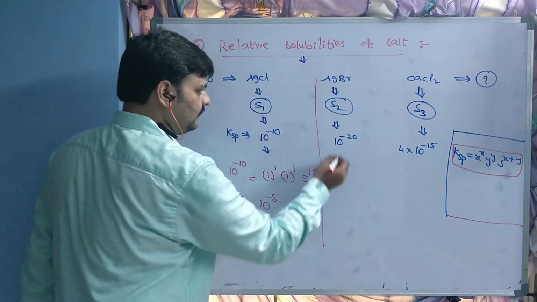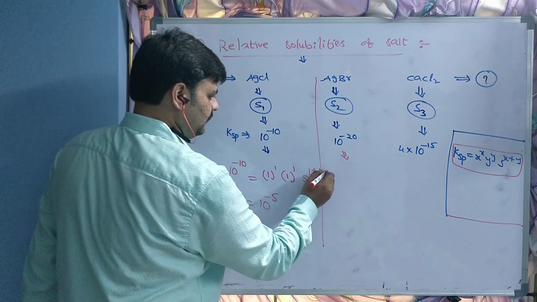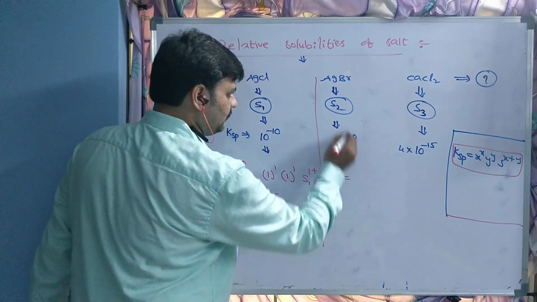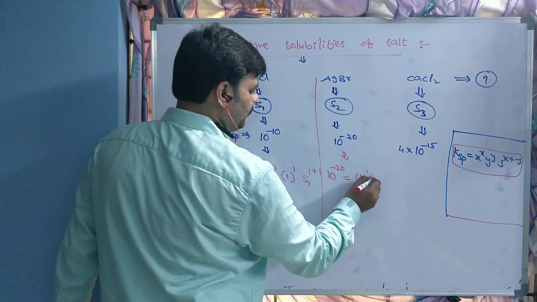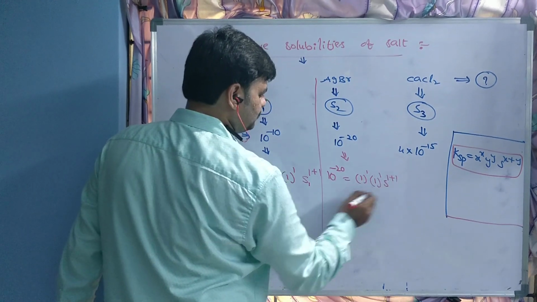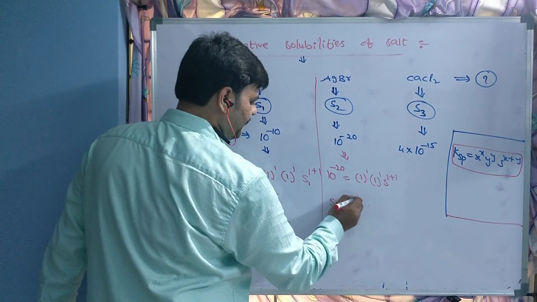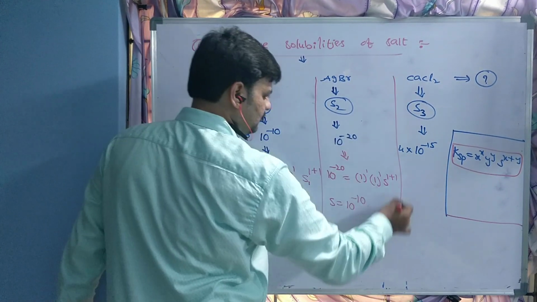Now similarly for AgBr, 10 power minus 20 is equal to, here also, 1 power 1, 1 power 1, S power 1 plus 1. So S is equal to 10 power minus 10.